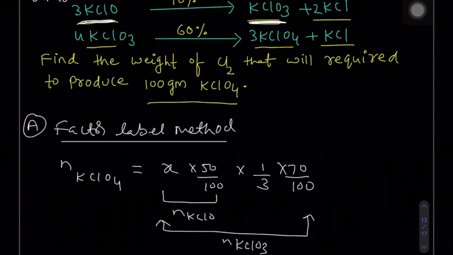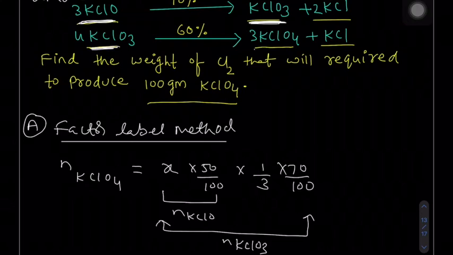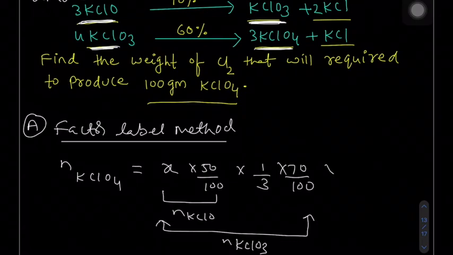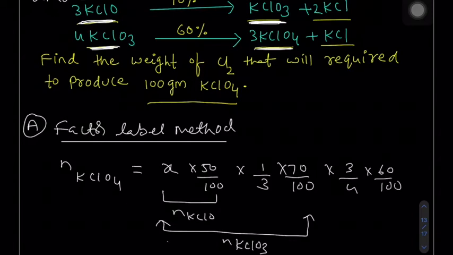Now 4 moles of KClO3 will give 3 moles of KClO4. This many moles of KClO3 will give how many moles of KClO4? 3 by 4 times the 60%. So the total from here to here gives you the number of moles of KClO4.